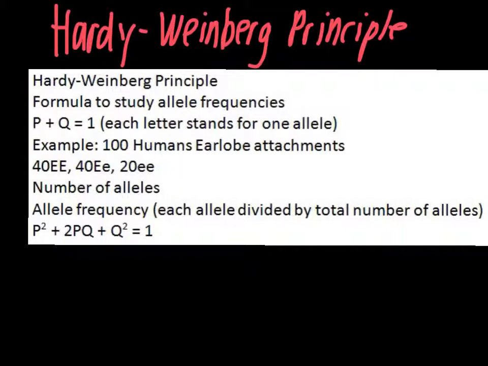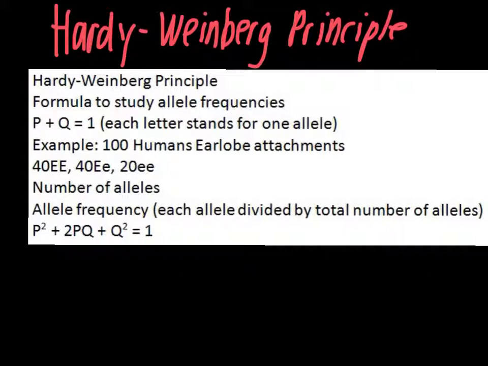The formula is actually very simple. p + q = 1. Each letter in this case stands for one of the alleles. So for example, p would stand for, say, the dominant allele, and then q would stand for the recessive allele. If you add those together and they come out to 1, that means that the population is in equilibrium, that there's no genetic change happening in the population.